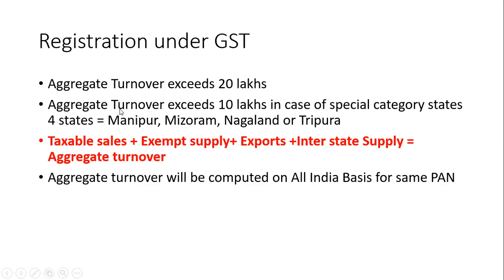For 4 states, they have set a limit of 10 lakhs. That is Manipur, Mizoram, Nagaland, or Tripura. If any supplier from these 4 states is supplying goods anywhere in India, the aggregate turnover limit will be 10 lakhs. You have to count the total supply, and you have to add all the supply like taxable, tax-free sales, exempt supply, zero-rated supply, exports plus interstate supply.